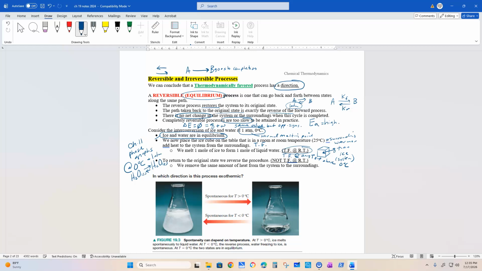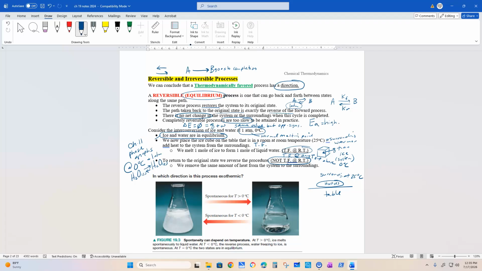Okay? But if I want to return it to its original state, if I want to reverse it, it's going to be not thermodynamically favored at room temperature. Okay, so what do I mean by that? All right, so here we go. We have a table, and we have our puddle of liquid water. If I keep the surroundings at 25 degrees Celsius, it will not happen on its own. And why? Because you need the temperature of water to be less than 0 to get it back to ice.